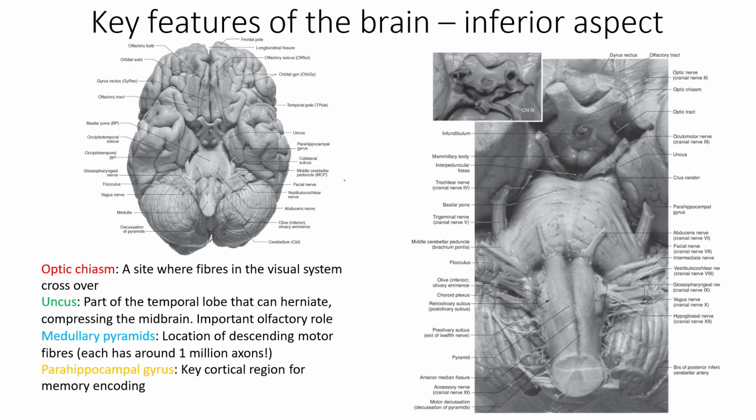Now let's have a look at some of the features on the inferior aspect of the brain, or the ventral aspect of the brain. We're using those two terms pretty much interchangeably. So here's the inferior or ventral surface of the brain, and what we've got on the right hand side is a zoomed in portion just around the structures of the brainstem and the optic chiasm.